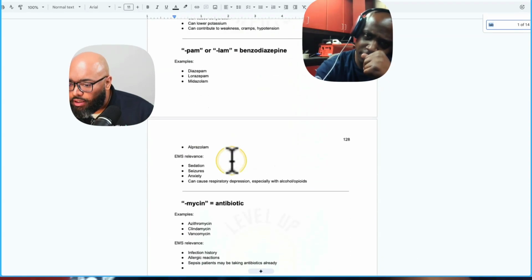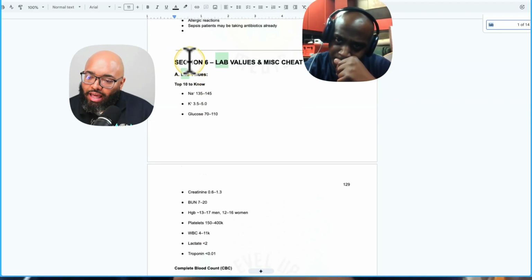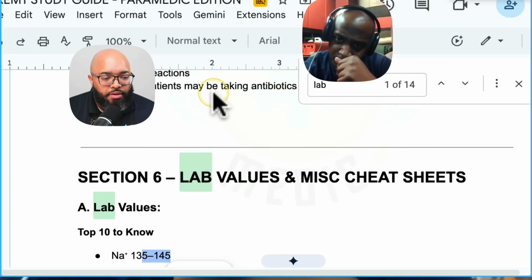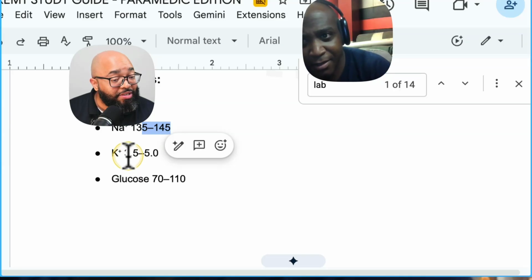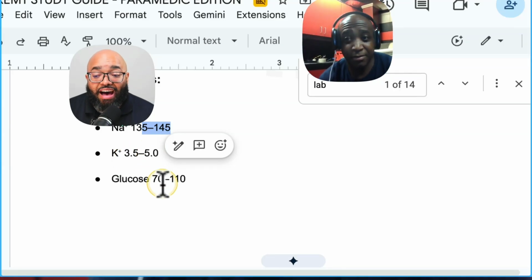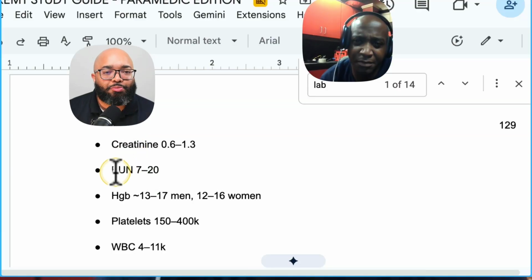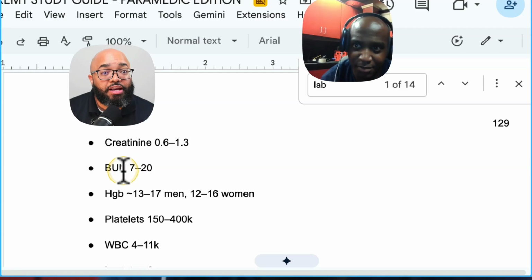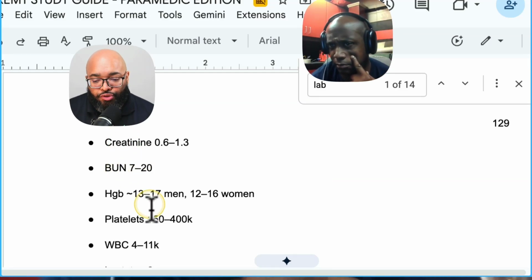Let's see. It's at the bottom. Oh, it's right here. So I have a whole section on the top lab values to know. Let's blow this up so you can see it. Our typical sodium level is going to be 135 to 145. Our normal potassium is 3.5 to 5. Glucose, I've got 70 to 110. And by the way, this is pronounced BUN. It stands for blood urea nitrogen. The BUN and creatinine are levels that tell us how well our kidneys are perfusing.